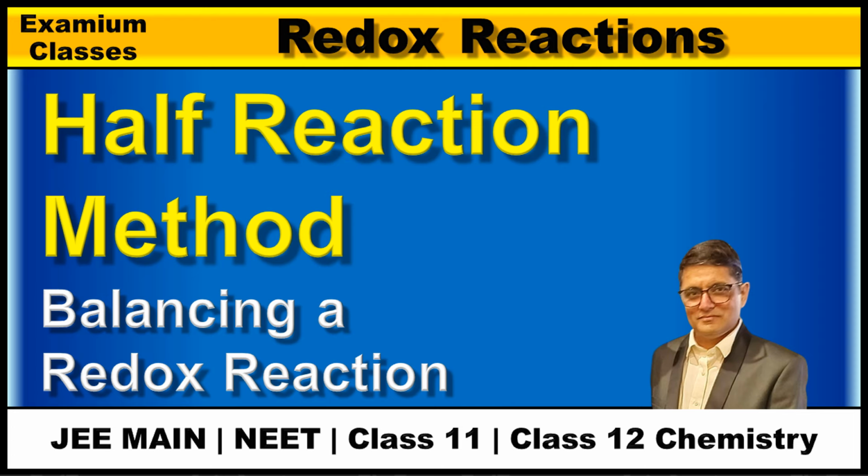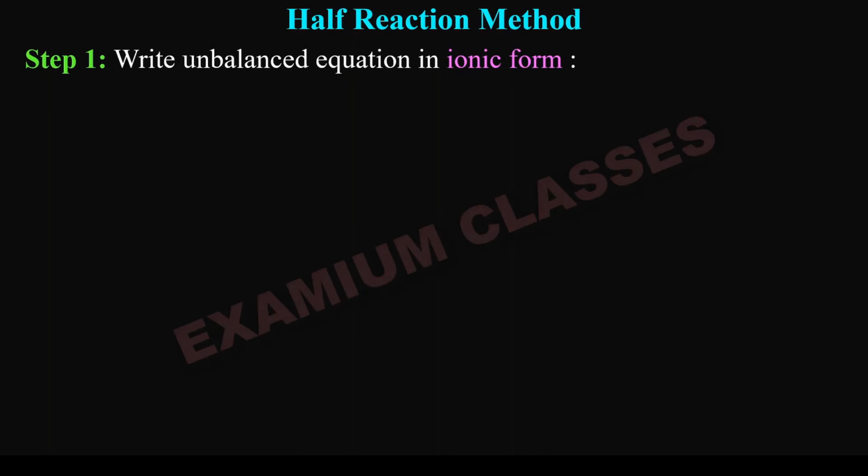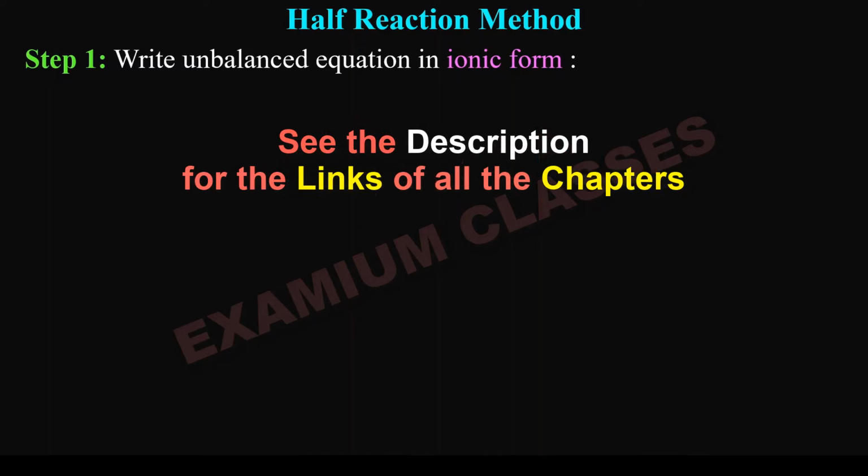Balancing a redox reaction using the half reaction method. Here I will be using an example. There are a total of 6 steps. The first step is to write the unbalanced equation in ionic form.